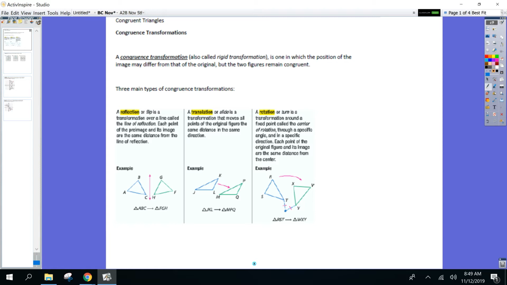If I take a triangle and flip it, reflect it, is it still congruent to the original one? Did I change the size or shape at all? No, so they're still congruent. What about if I slide a figure? Do I change the size or shape? No, so they're still congruent. And when I say slide, the fancy word you probably used was translation.